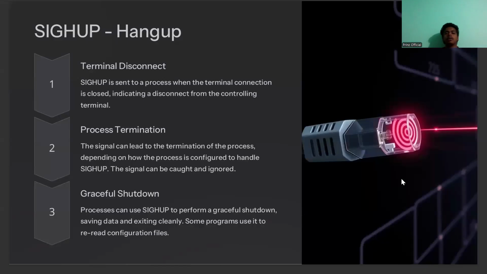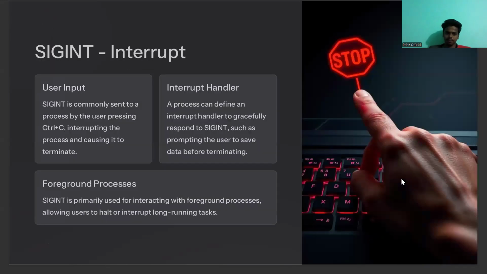SIGHUP, hang up. Terminal disconnect. SIGHUP is sent to a process when the terminal connection is closed, indicating a disconnect from the controlling terminal. Process termination. The signal can lead to the termination of the process depending on how the process is configured to handle SIGHUP. The signal can be caught and ignored. Graceful shutdown. Processes can use SIGHUP to perform a graceful shutdown, saving data and exiting cleanly. Some programs use it to reread their configuration files.